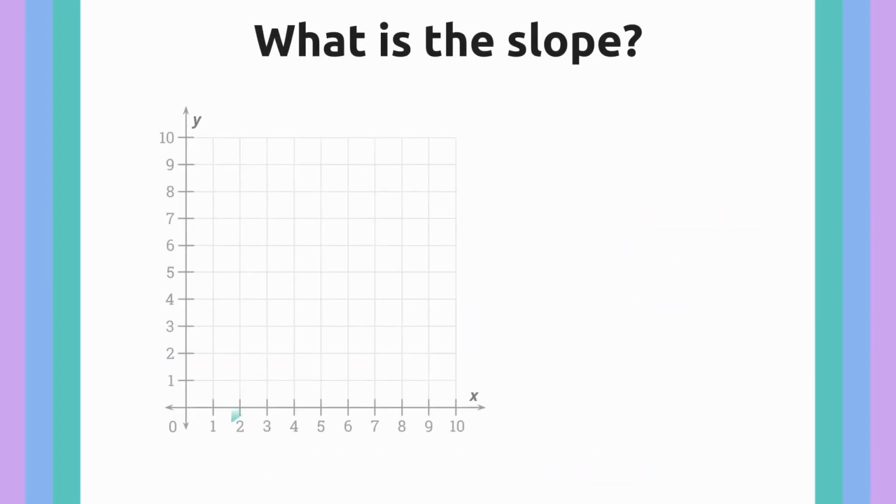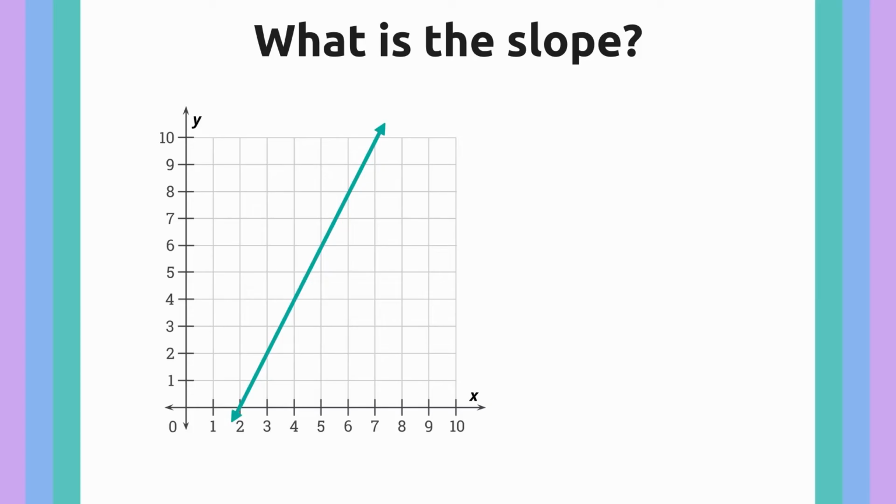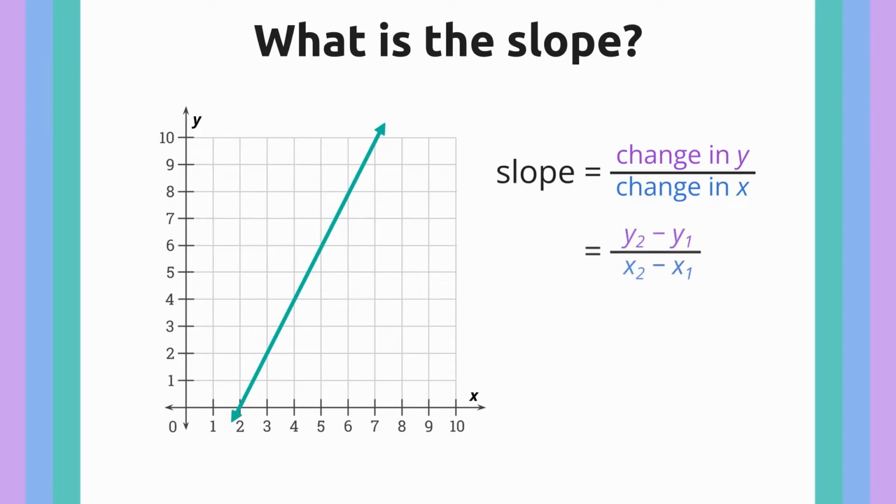Let's try finding slope together. What is the slope of this line? Remember, we need to find the change in y over the change in x, or the rise over the run. So let's pick 2 points on the line and find the difference between their y values over the difference between their x values. How about we use the points 4, 4, and 5, 6?